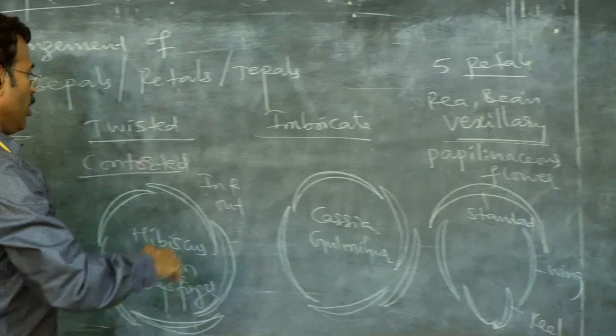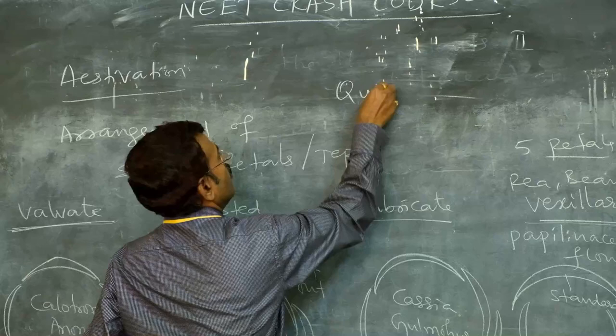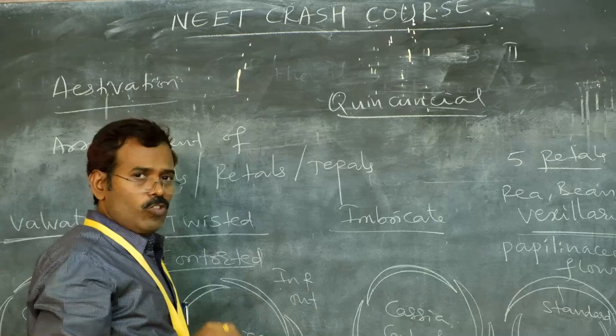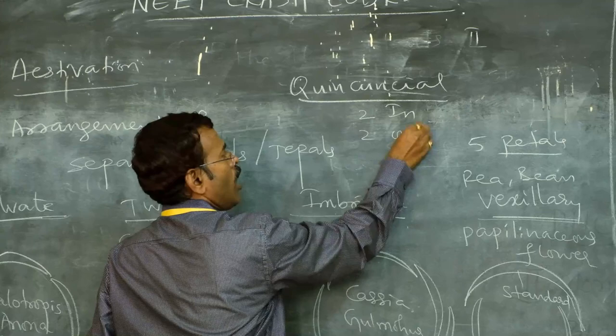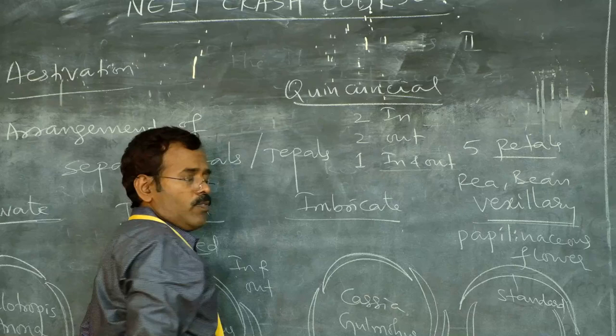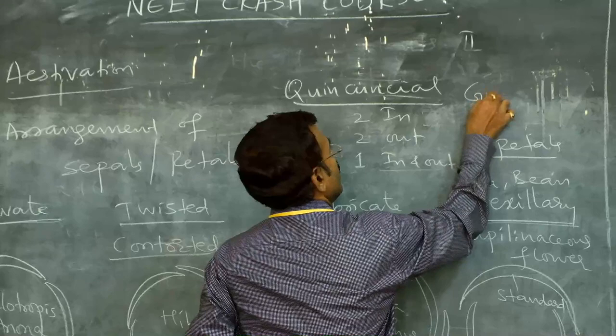You have one more type, that is quincuncial aestivation. In this quincuncial aestivation, two are in, two are out, and one petal is in and out. That kind of arrangement you can see in case of quincuncial aestivation. This you will see in case of example, that is guava.